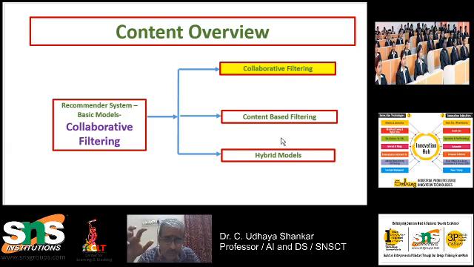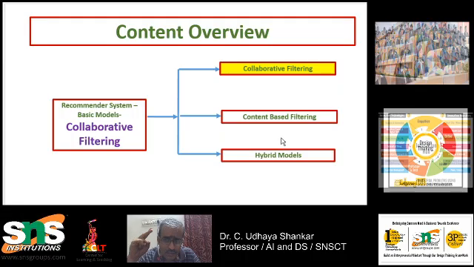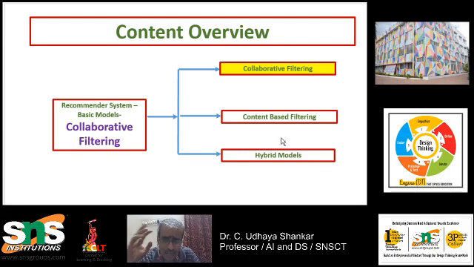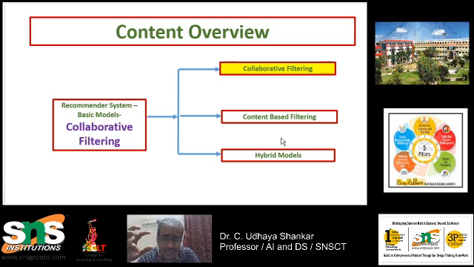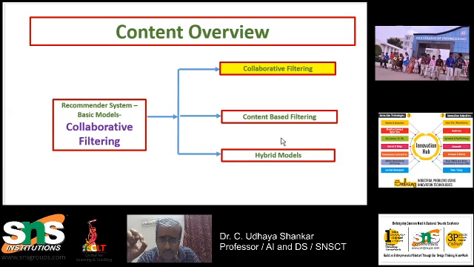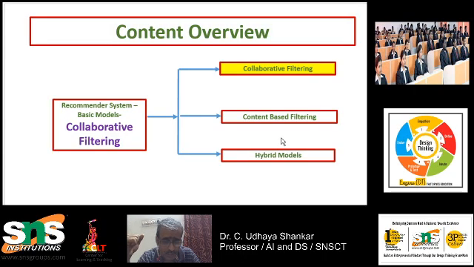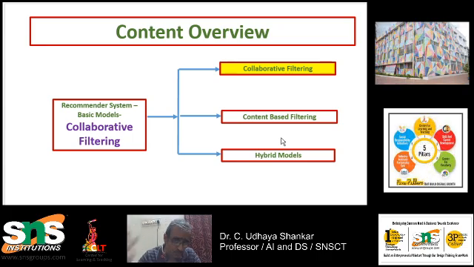The basic models are classified into three different types. The first one is collaborative filtering, the second one is content based filtering, and the third one is hybrid models. In this video we will discuss in detail the collaborative filtering based model of recommender systems, whereas in future videos we will be discussing content based filtering and hybrid filtering. In this video we will be discussing only the collaborative filtering based basic models of recommender systems.